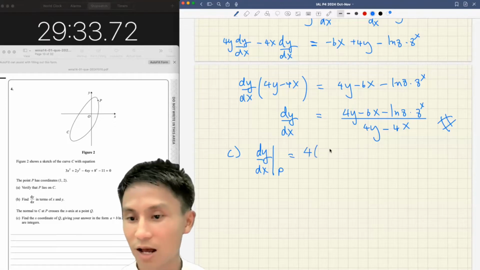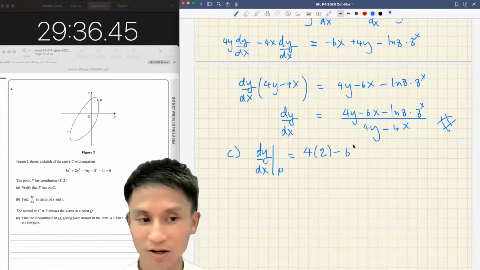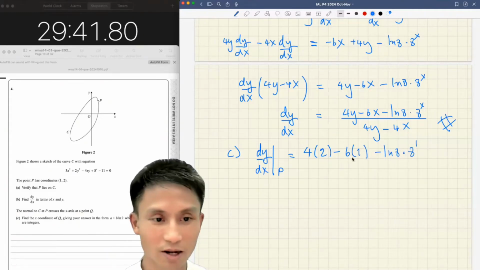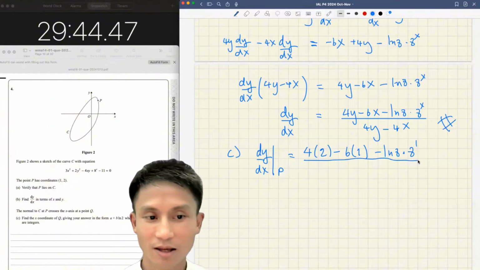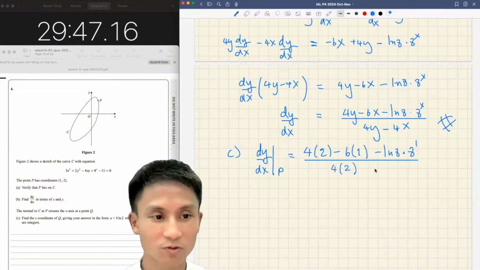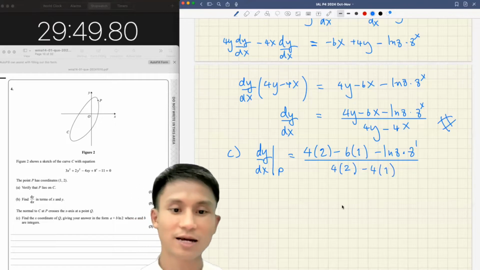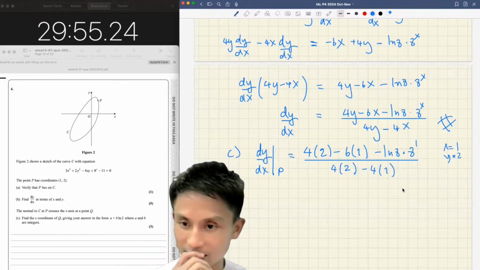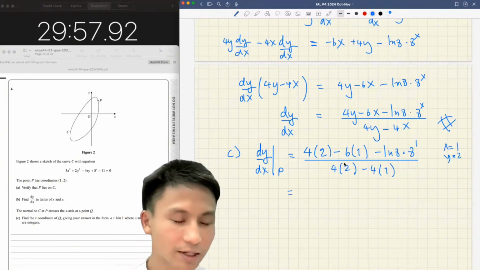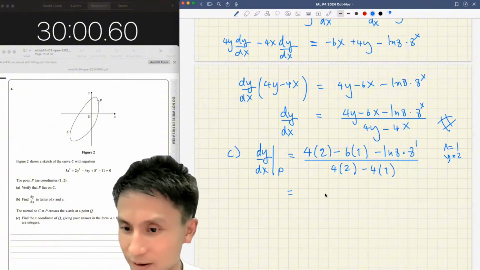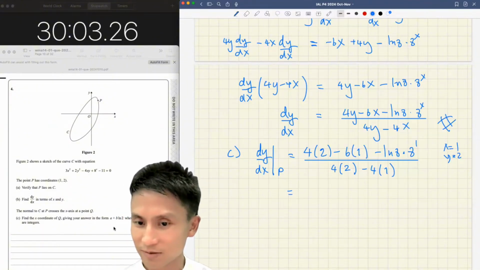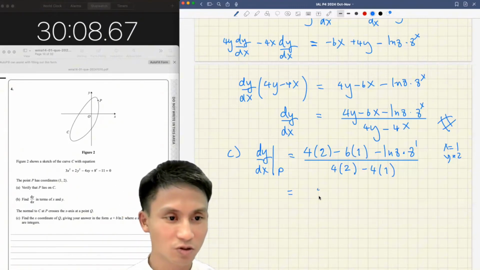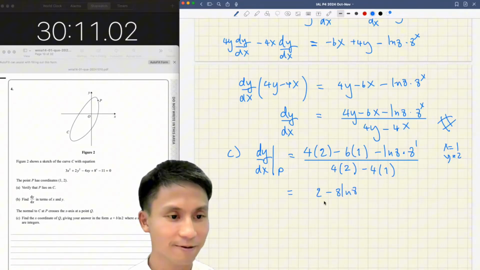So 4y being 2. I have to be careful here. x being 1, so ln 8 times 8 to the 1, and 4 times 2 because y is 2, minus 4x where x is 1. That's the coordinates of point P, guys. That's just for your reference. Let's do some exact values here, just to be safe, because the final form should be exact. So we get 8 minus 6 being 2, so 2 minus 8 ln 8.